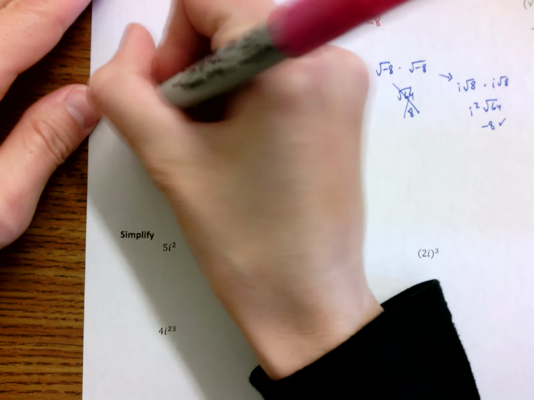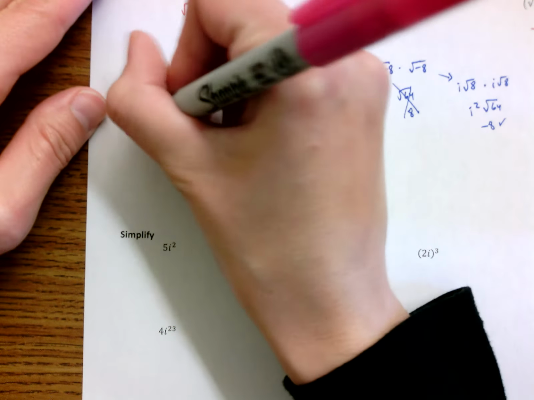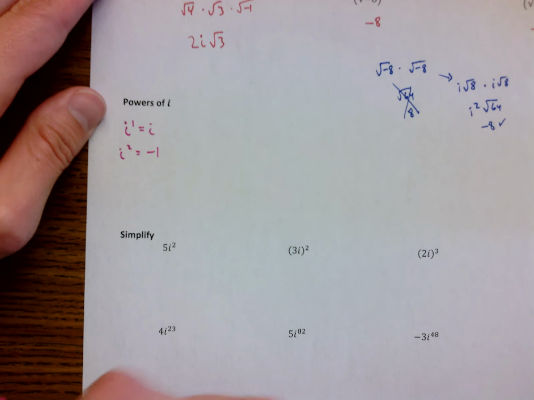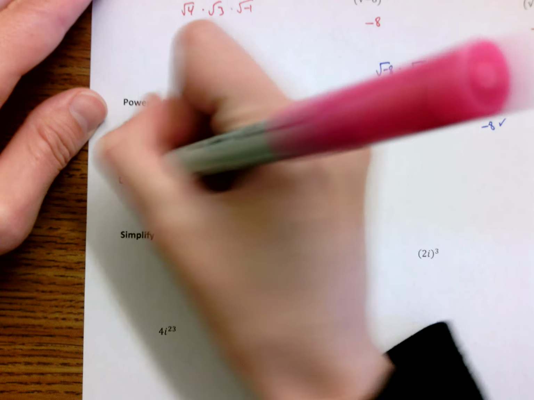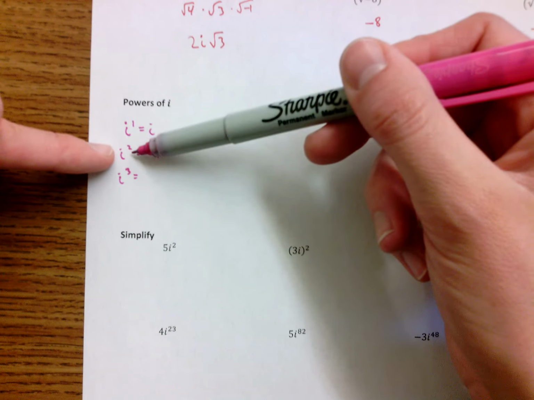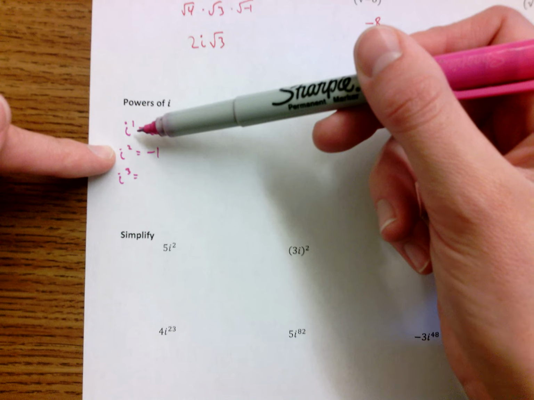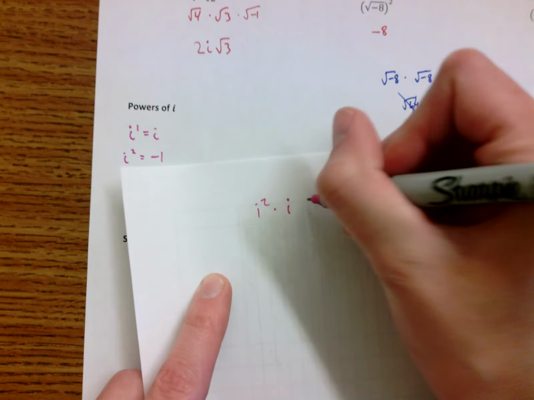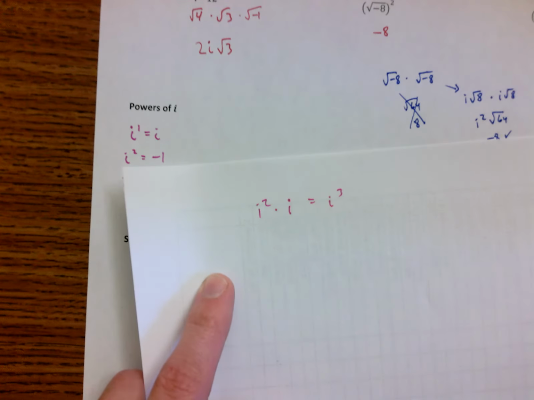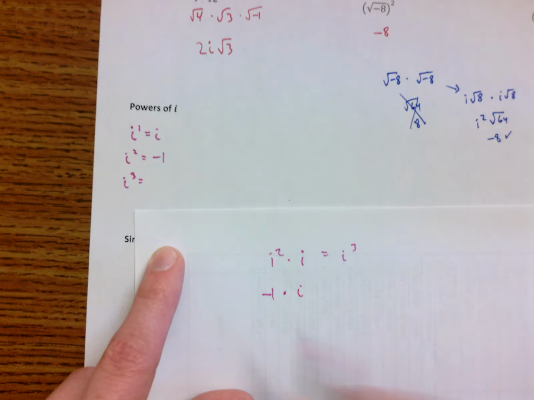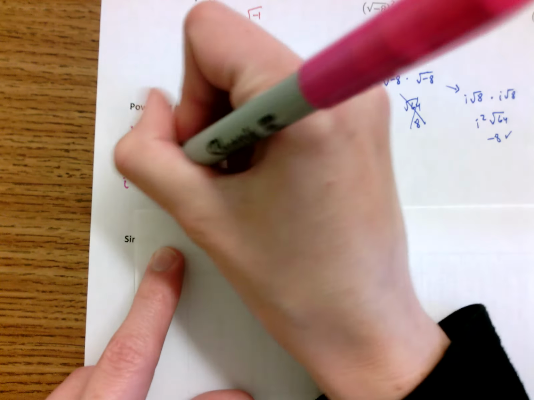We're starting out with the easy one, I to the first power. Anything to the first power is just itself. Then I squared, we know by definition is -1. Then I to the third power would be the same thing as I squared times I. You add the exponents, that gives me I to the third. If I know I squared is -1, and I is just itself, when I multiply that together, that's -I.